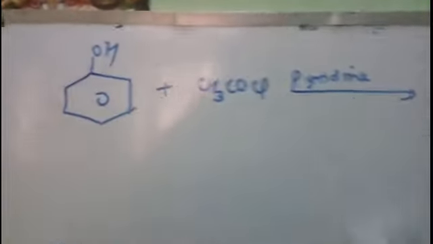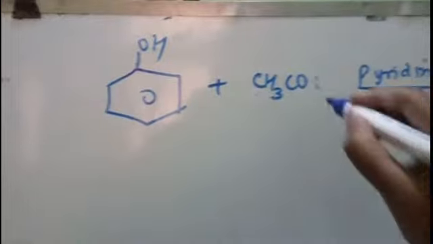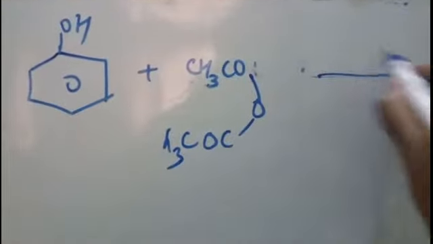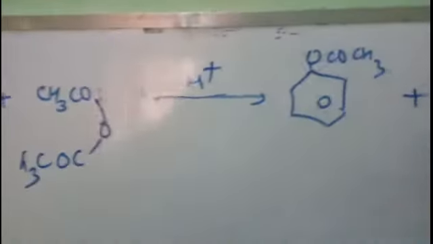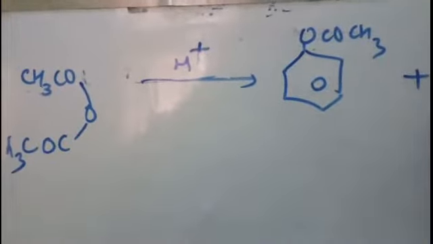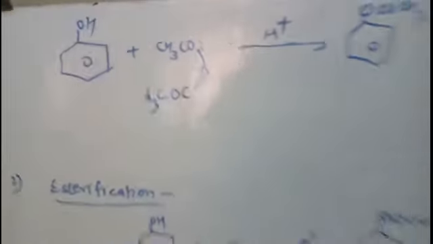Instead of this acid halide, if you take here acetic anhydride, then also the same reaction, but the reaction will take place in the presence of acid, and here instead of HCl you will get CH3COOH. Means when phenol reacts with acid anhydride, then also ester and acid, that is acetic acid, is formed. So these all are esterification reactions.